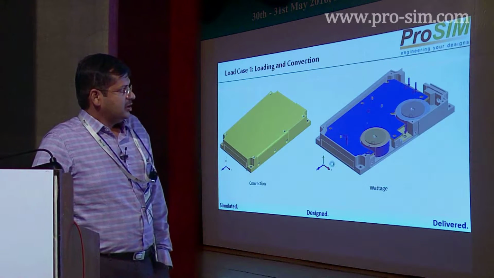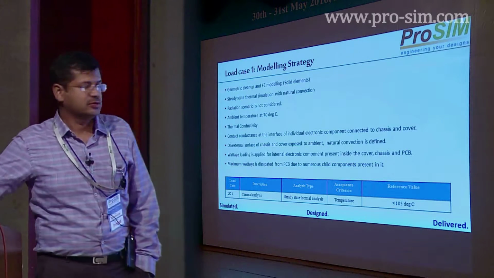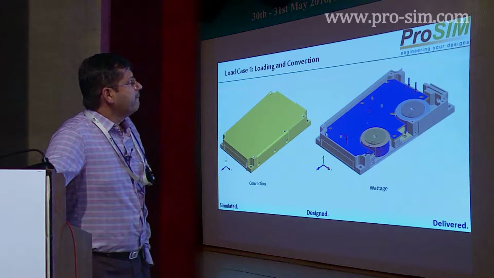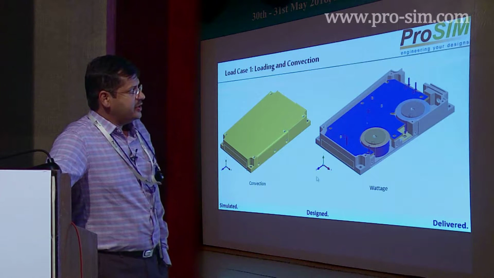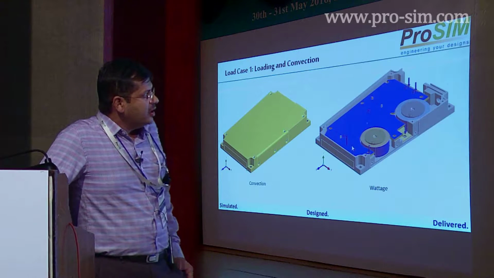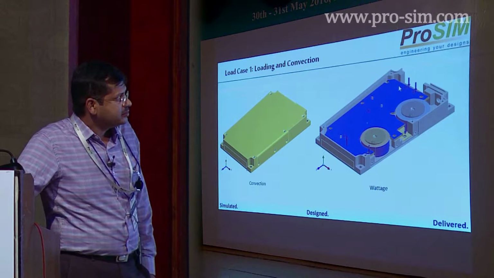The target is less than 105 degrees centigrade. Convection is applied all across the exterior surfaces, and the wattage loading is applied on the typical PCB heat generating units as indicated.